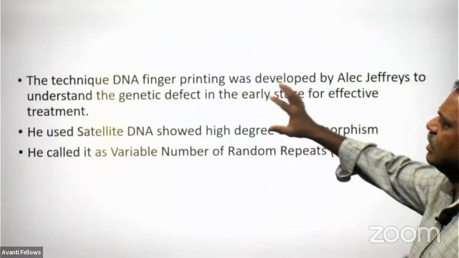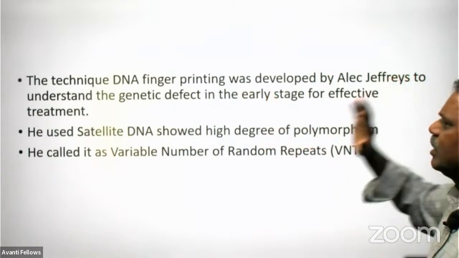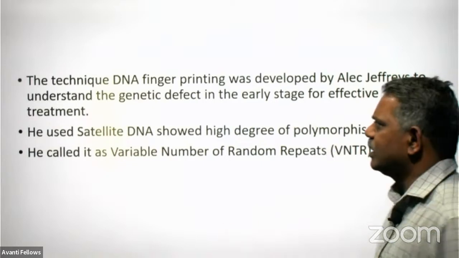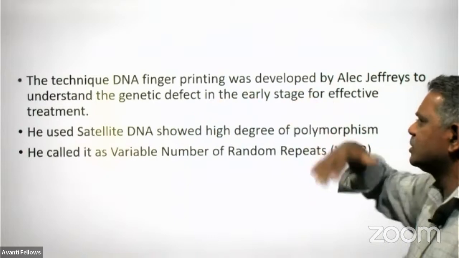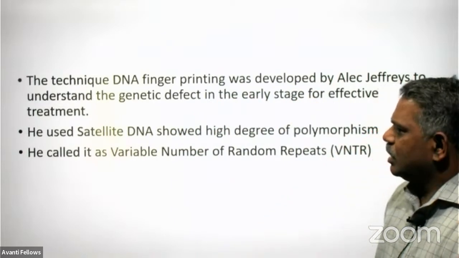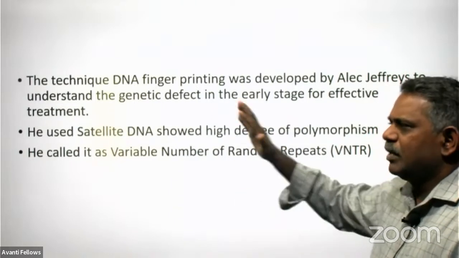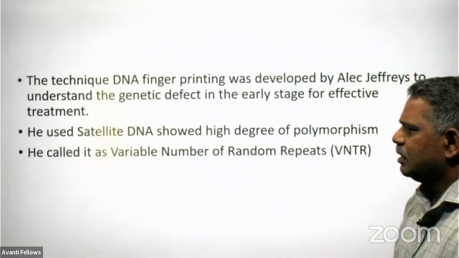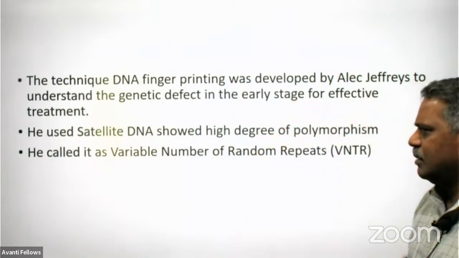And this technique, DNA fingerprinting, was actually developed by Alec Jeffreys, not for identifying criminals, but to understand genetic defects in the early stage for very effective treatment. But now this is used mainly for identifying such types of criminals. And he used the satellite DNA, which showed a high degree of polymorphism.